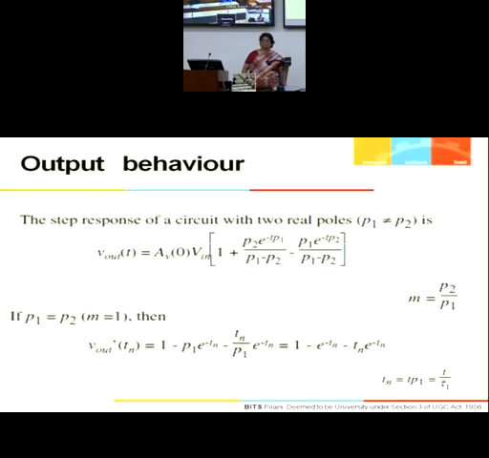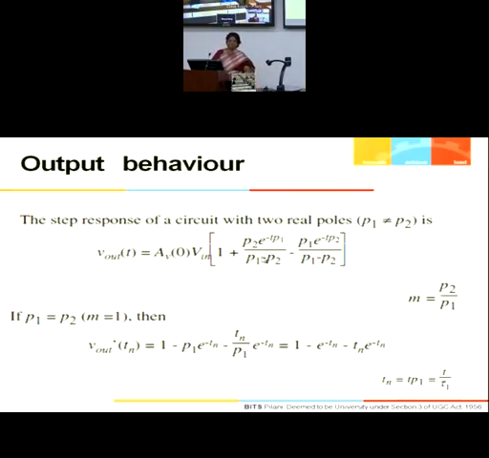Because we are assuming that my output will either go high or go low, because this is what I am interested in. I am not interested in in-between values. I just want to know whether my input is more than the reference or the reference is more than the input. That's all. So we have got the expression for our V out in terms of two poles.